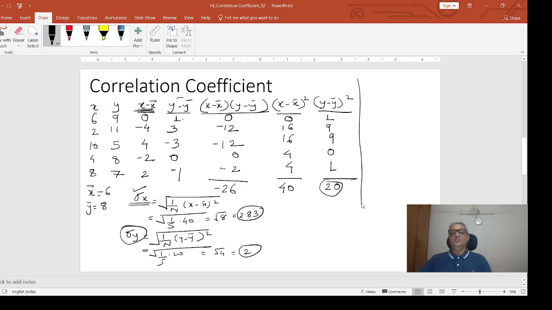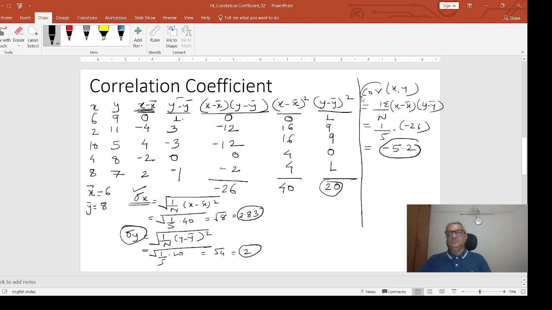Now we need to calculate the covariance of x and y. What is the formula for covariance of xy? Covariance of xy is 1 by n, summation of x minus x bar into y minus y bar. That is 1 by 5 multiplied by minus 26, which is equal to minus 5.2. So this is my covariance of xy. Correct?